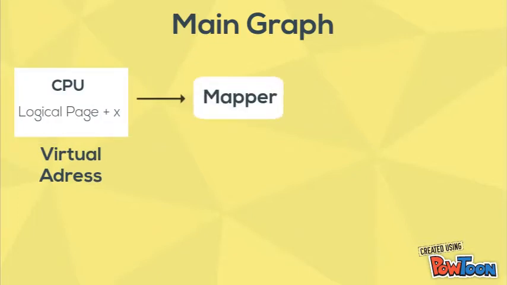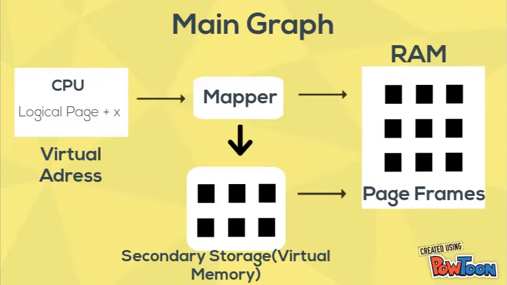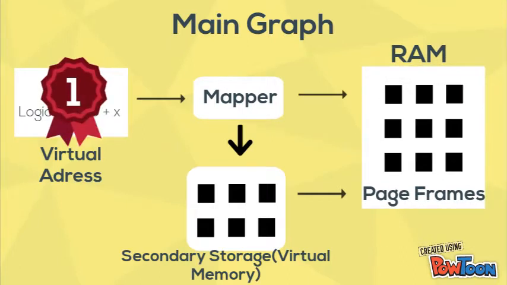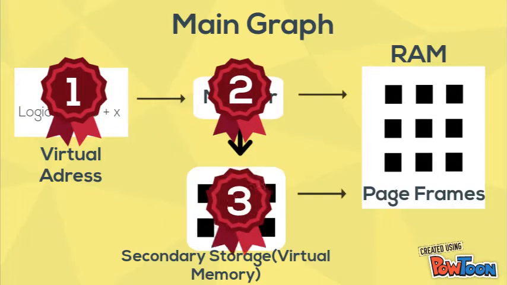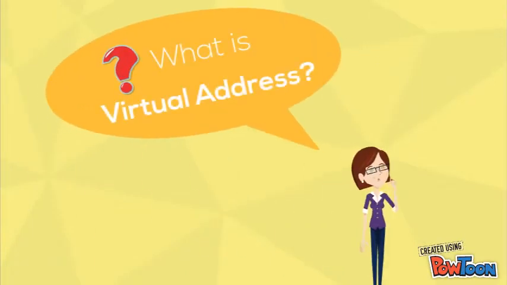To start our lesson, let me show you our main graph. This graph will basically be our focus in this video tutorial. To make things easier, let's divide the graph into 4 sections. This section is first, this will be second, this will be our third, and finally fourth. Let's now discuss the parts of the main graph. The first is the virtual address.